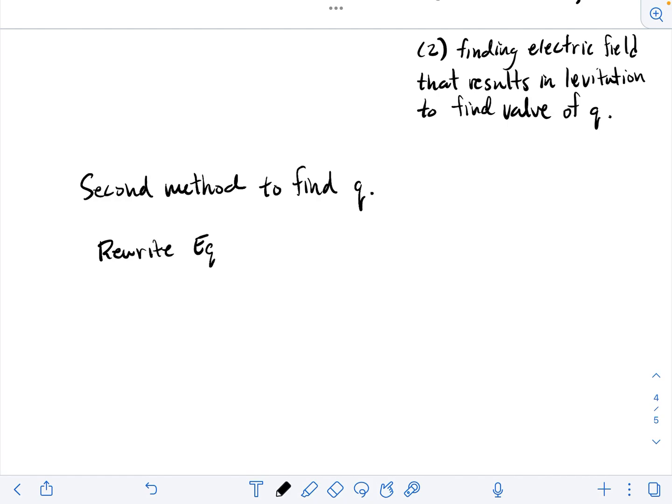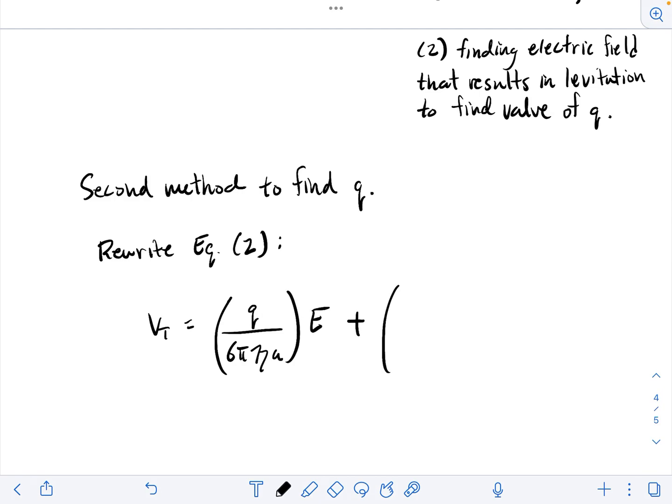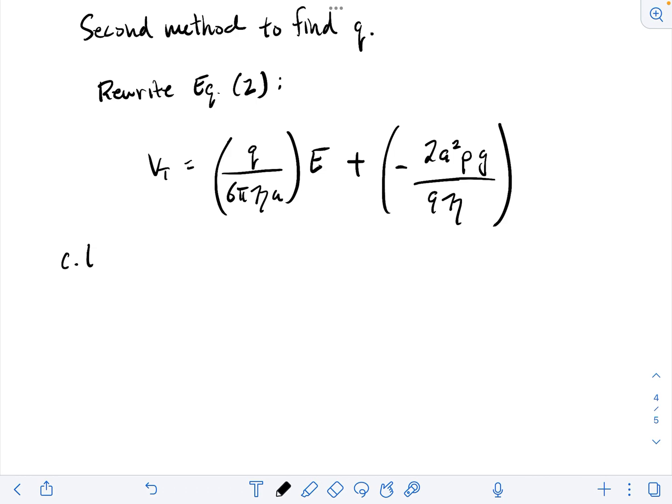So the terminal velocity was equal to Q over 6 pi eta A times E. And I'll write it in a funny way. I'm going to go plus minus 2a squared rho g over 9 eta. Okay, and I want to compare this to the equation of a straight line, which is y equals a slope times x plus b, an intercept.